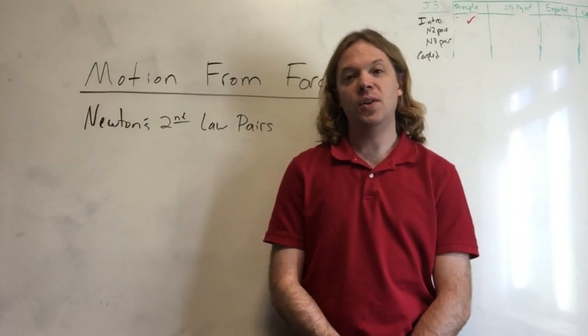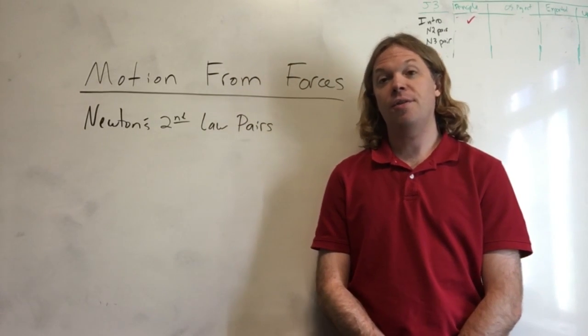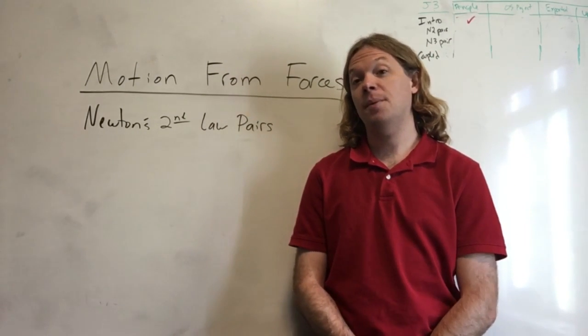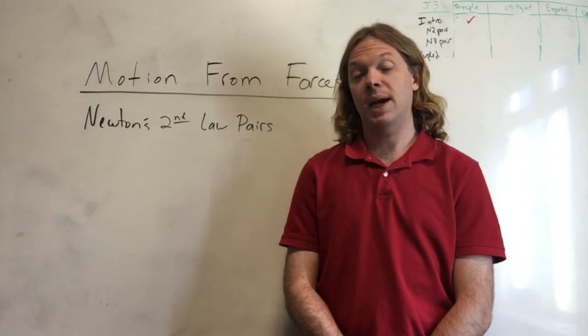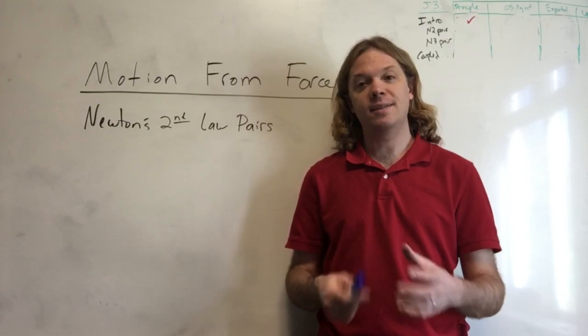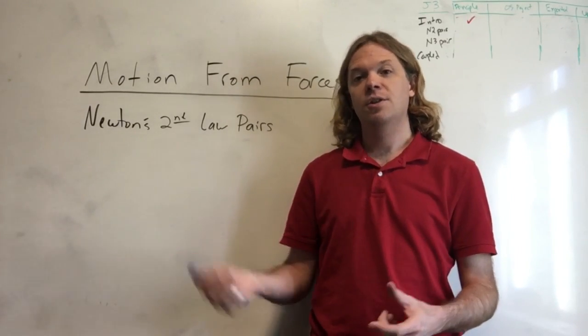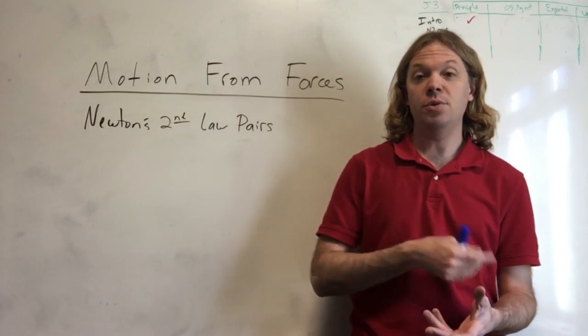Hey guys, in this video I'm going to give a little bit more detail on using Newton's second law to solve the motion of objects. Specifically, I'm going to talk about something called Newton's second law pairs. So these are pairs of forces, meaning two forces, which exist because we solved Newton's second law and found out they have to exist. So they're forces which are a result of Newton's second law.